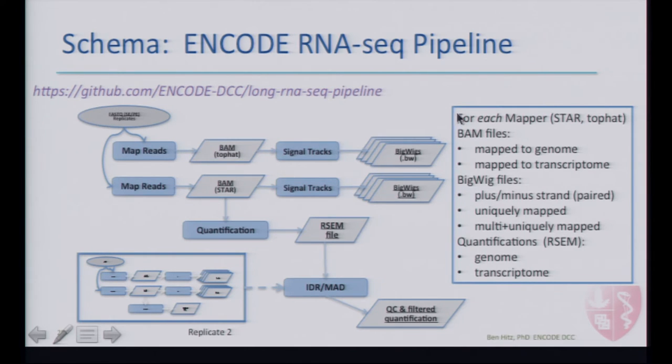So right, from each replicate, we get two BAM files. If it's paired, we get four bigwig files times two is eight, and then we also get two quantification files, for which the genome quantifications are much more reliable. The transcriptome ones are more for reference, but it's hard to actually judge isoforms from these methods.